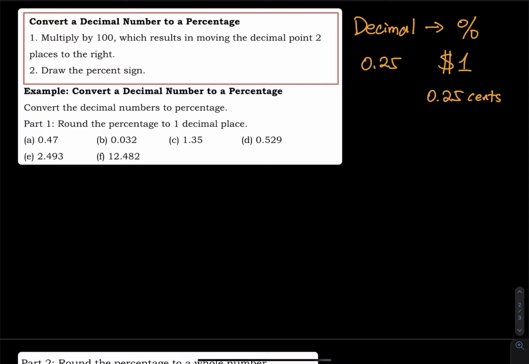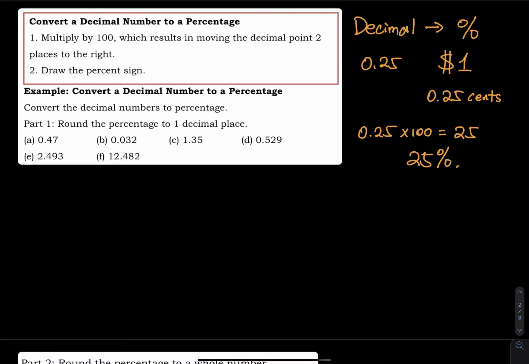Then how do you show that 0.25 is 25%? This is how we do it. You have 0.25, you multiply by 100, so that equals 25, and then you put a percentage sign on the right hand side. Okay, that is how we do it. So 25% is a quarter, right? A quarter of a $1 bill. If you have a quarter, you cut that into 4 equal pieces, and each piece is worth 25 cents.